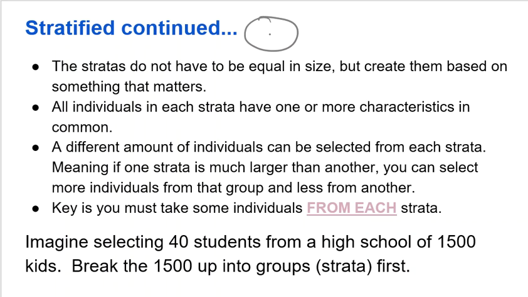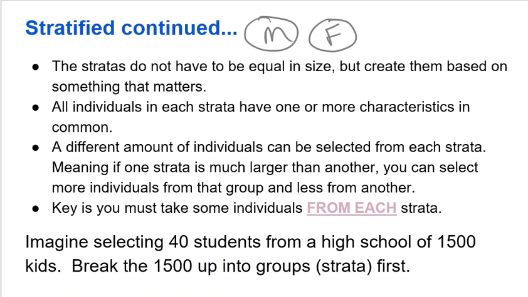Or maybe it's something as simple as males and females. Maybe you have two groups, males and females, 20 males get picked, 20 females get picked. If you think gender is an important characteristic, here's the issue, right? Remember, with simple random, you could have ended up with all females. But by stratifying in this way, 20 males, 20 females, you're guaranteeing males and females. That's a great advantage to stratifying. Now, the other thing is this. How many people you take from each group does not have to be the same.